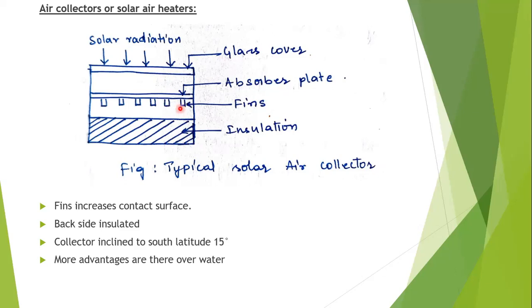The backside of the collector is usually heavily insulated. This insulation is done with a material like mineral wool or some other materials. The favorable orientation for the collector for heating is facing due south, and the inclination angle to the horizontal will be equal to latitude plus 15 degrees.